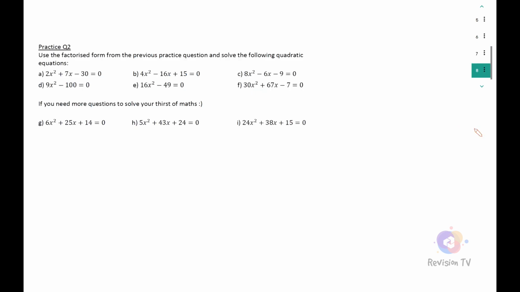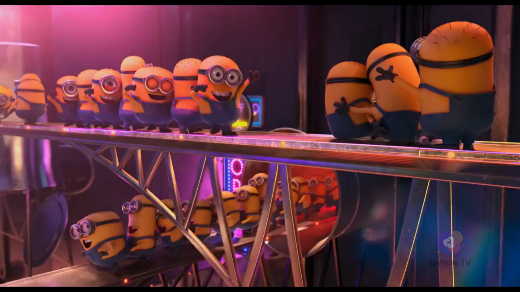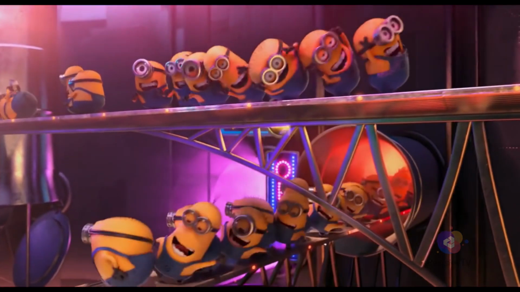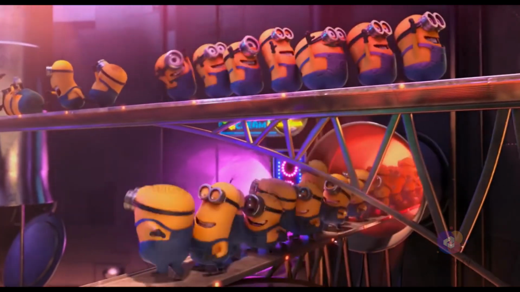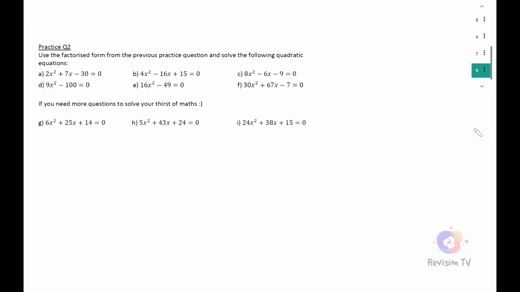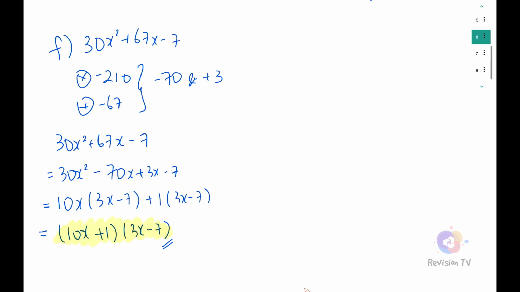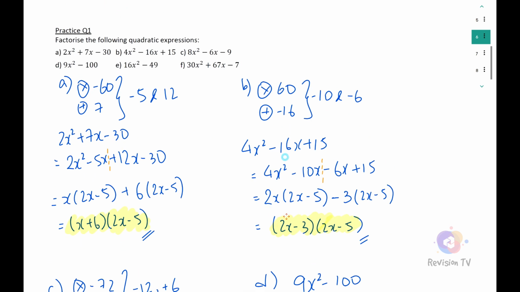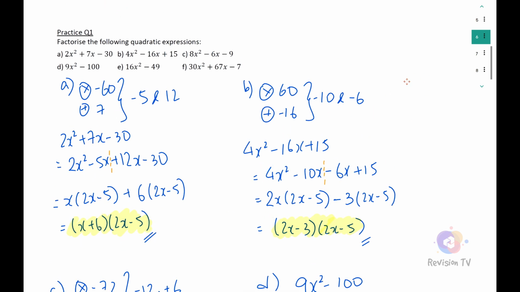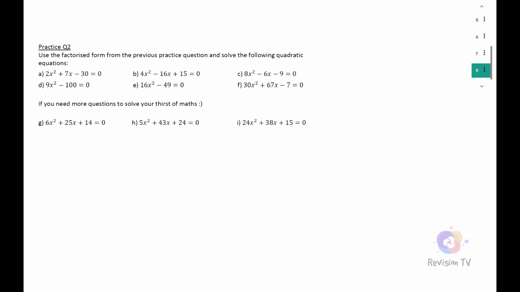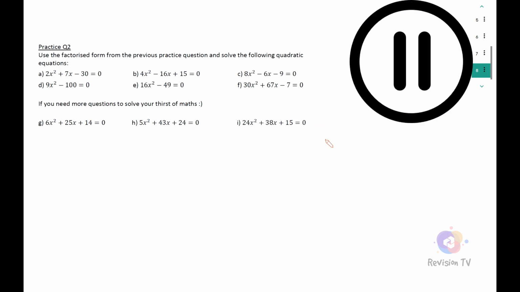Here comes practice question 2, also the last practice question for this lesson. So pause the video, have a go at the question. For question A to F, these questions, you have done them in the previous practice, which is practice question 1. So feel free to use these answers to help you work out the final answer. But I know for some of you, you want to do everything from scratch. I have given you G, H, and I to try them. Okay, so you can pause the video, have a go at the question. When you're ready for the final answer, you can press play.